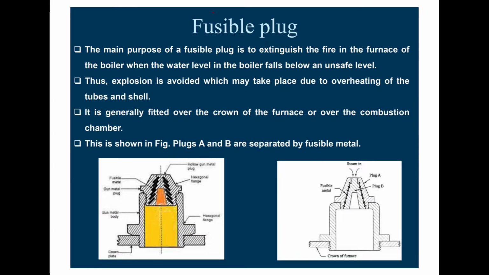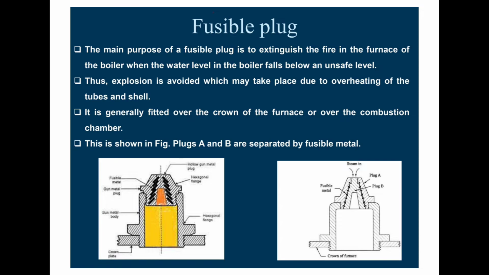Then the fusible plug. This is another important boiler mounting. The main purpose of a fusible plug is to extinguish the fire in the furnace of the boiler when the water level in the boiler falls below an unsafe level. Thus, explosion is avoided, which may take place due to overheating of the tubes and shell. It is generally fitted over the crown of the furnace or over the combustion chamber. This is shown in the figure.